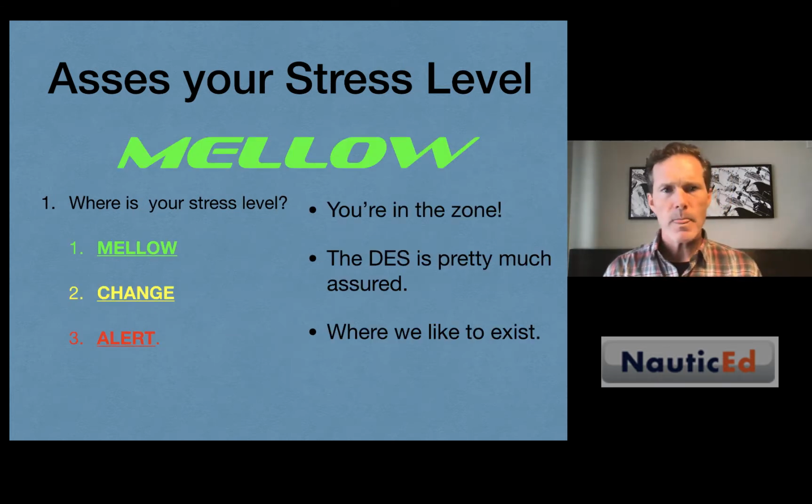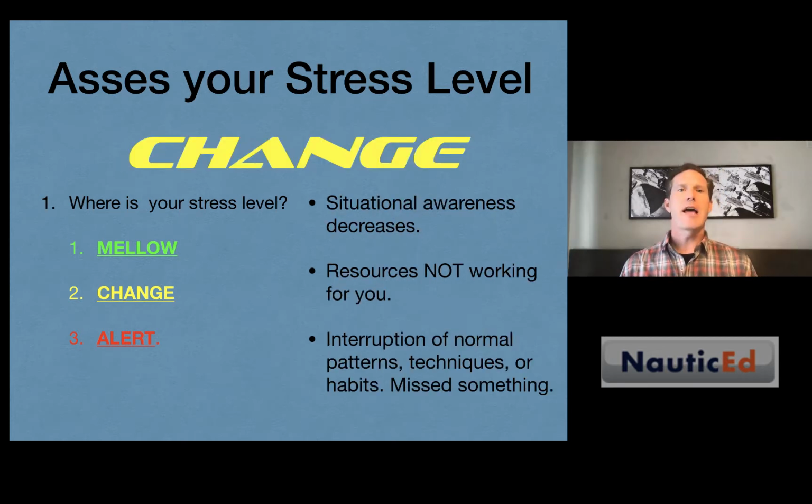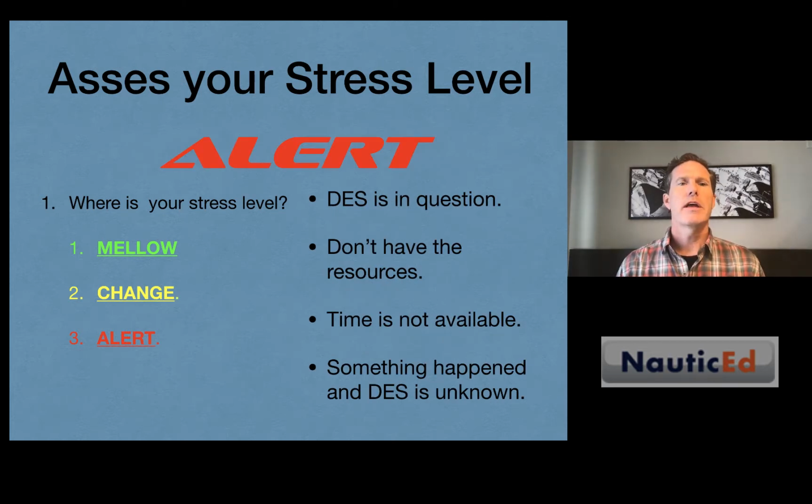So, when your stress level is in your mellow state, you're in the zone. The desired end state is assured. This is where we like to exist. This is where we like to sail. This is how we like to operate. This is where we like to have dinner, okay? But then what happens? Situational awareness decreases. Something's not right. Your resources might not be working for you. There's some interruption in your normal pattern, right? Whatever your techniques were working before, they're no longer working. Something's missing. So we just assess the state level as something has changed. And you're aware of that.